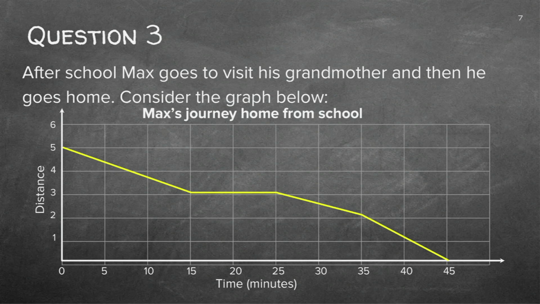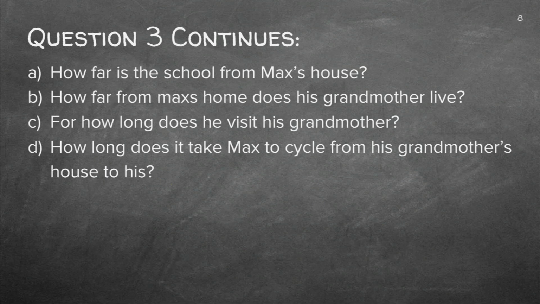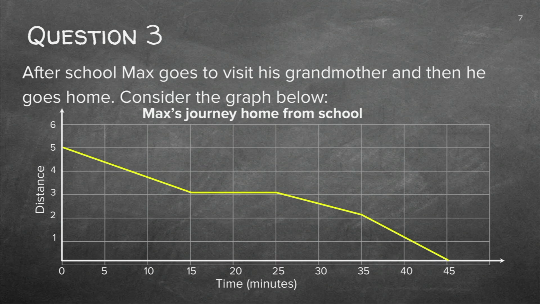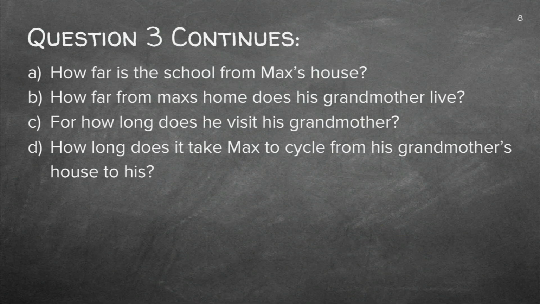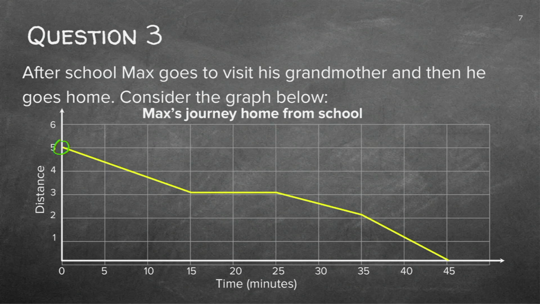Okay, so let's answer the questions. How far is the school from Max's house? It is 5 kilometers. See that? Right. How far from Max's home does his grandmother live? Okay, his grandmother lives 3 kilometers away.